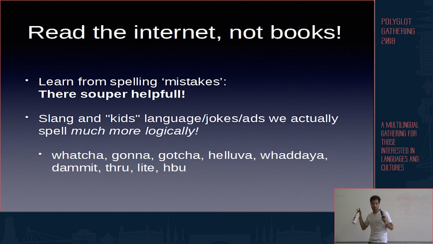So when we write slang words, like informal, not correct words like whatcha, gonna, like as you already saw, gotcha, hell of a, whatta ya, like damn it, through, light, how about you? You hear the ch. We don't say how about you. We say how about you. There's no A. Therefore, we don't write it. The abbreviation of how about you confuses the heck out of people who are not native speakers. They're like, the word is how about you. Why don't you write it H-A-Y? No, that's hey. Oh, sorry. But we write H-B-U for how about you because we say how about you, right?